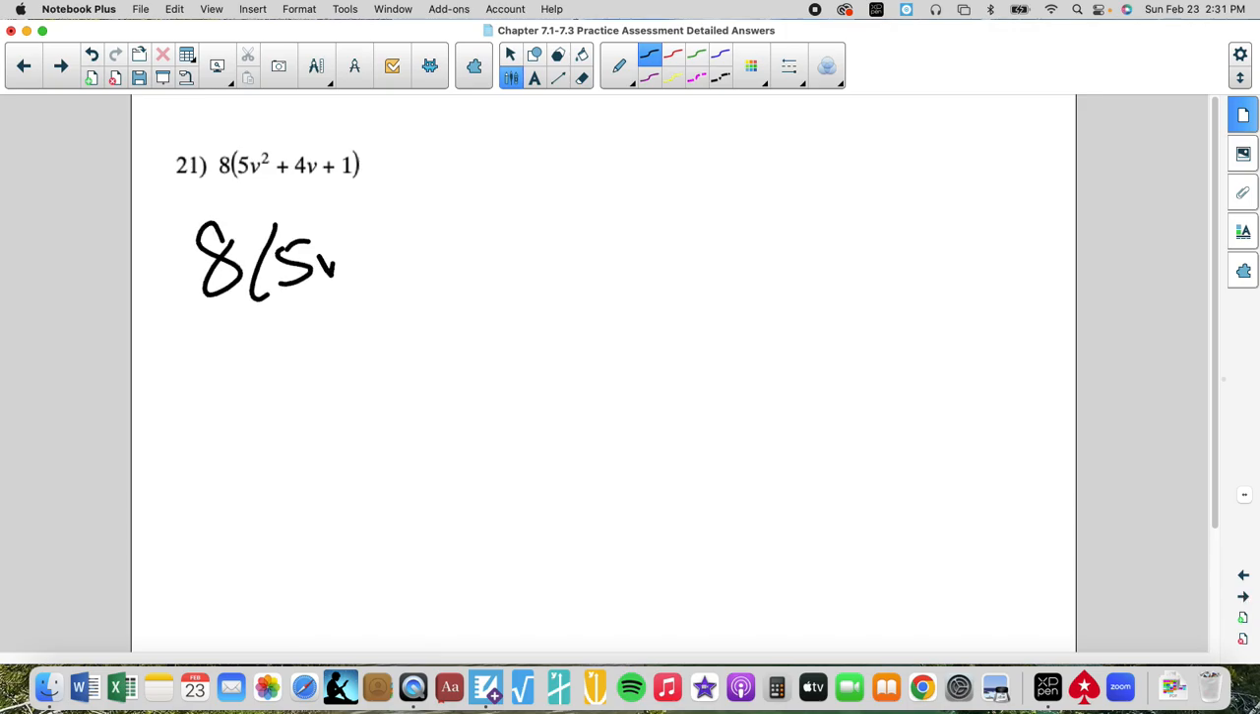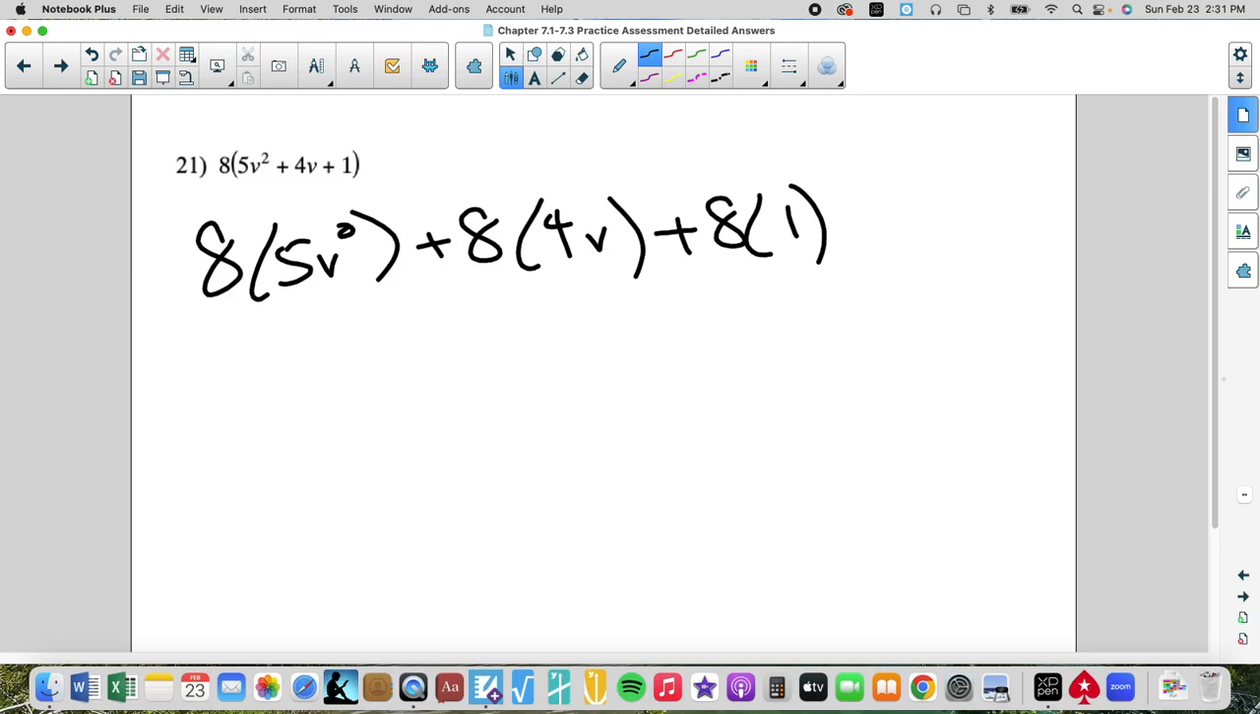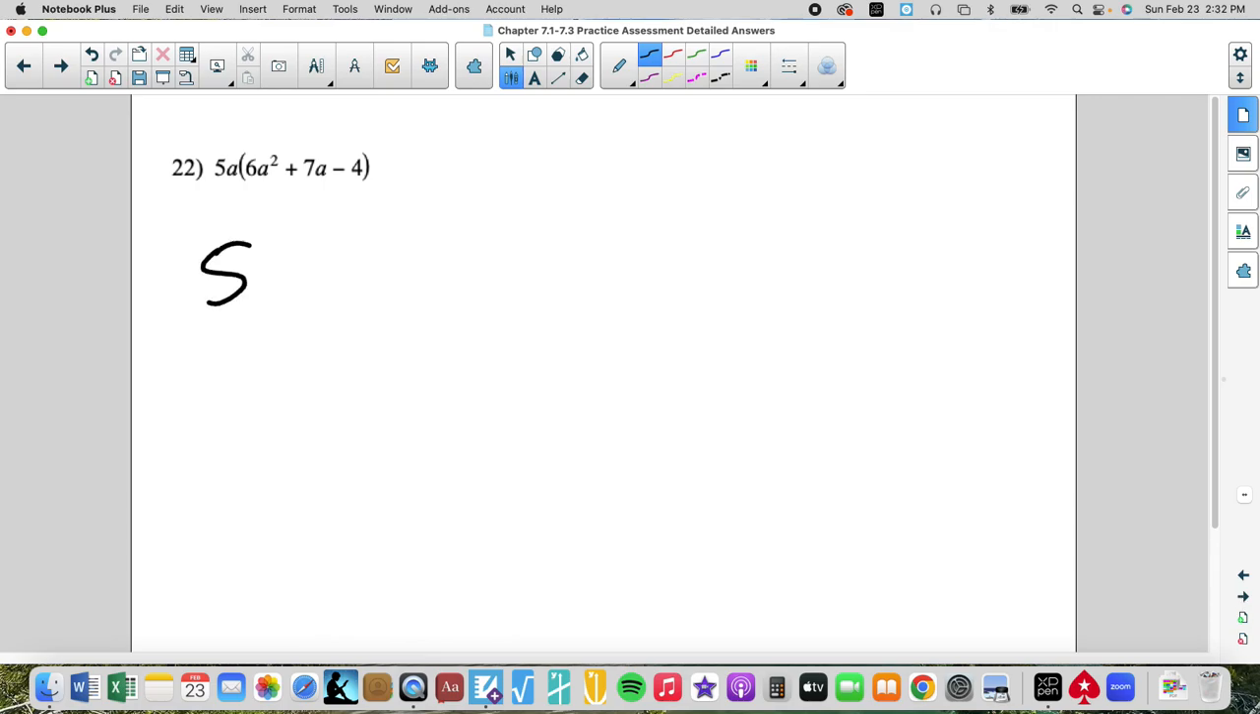8 times 5v squared plus 8 times 4v plus 8 times 1. Don't get sloppy. If you start getting sloppy, stop, take a second, refocus, gain your confidence, and make sure you're doing the proper techniques. We don't want to make silly mistakes here. This is relatively simple distribution, so take your time and make sure that you are doing it properly.